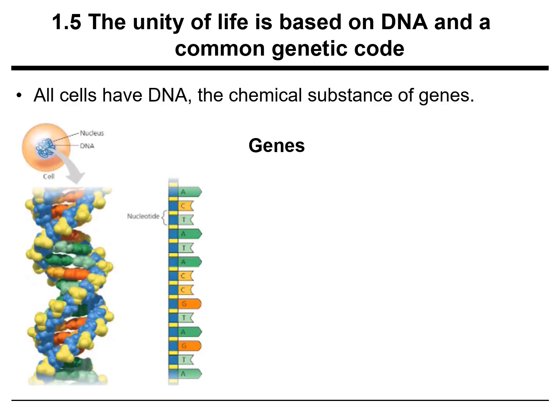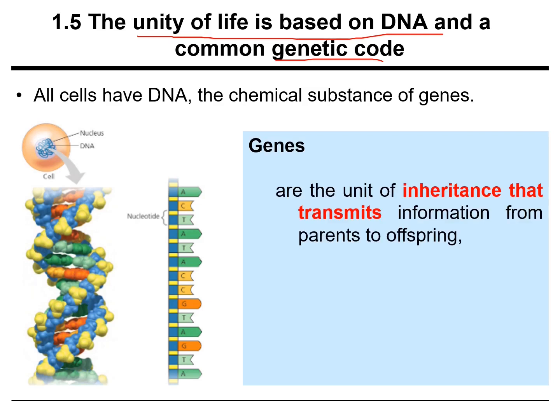Something that is very interesting is that, independent of all this diversity of living organisms, we have plants, animals, bacteria, archaea, so much diversity of living organisms, all of them have DNA and they have a common genetic code, and we will watch a video in class about it. But right now I just want to remind you that genes are the units of inheritance that transmit the information from parents to the offspring.